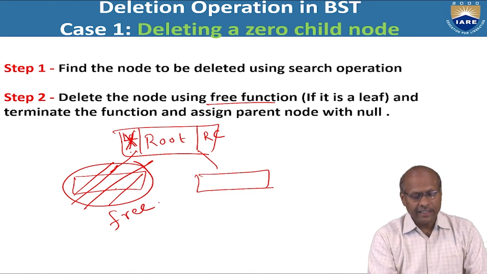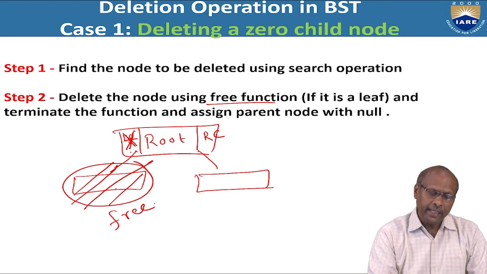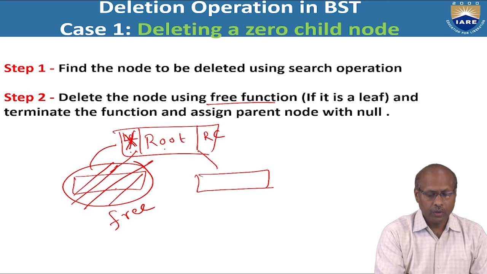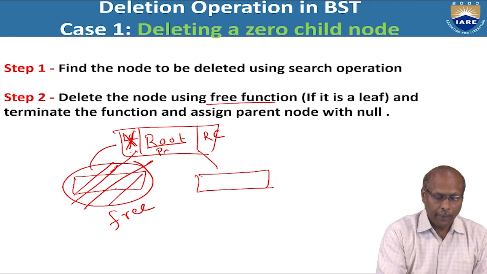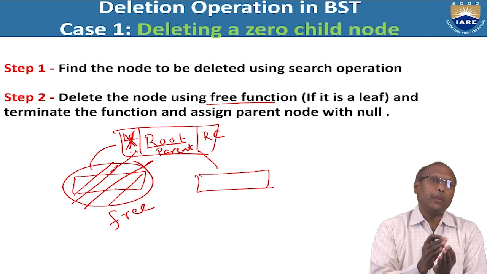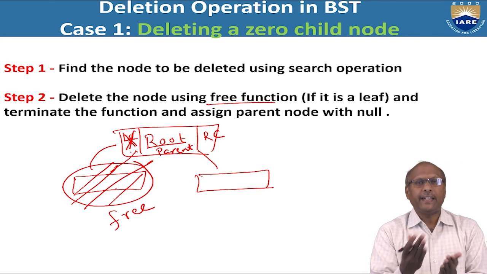If it is a 0 child, this is simple. Simply free the memory, go to its parent and assign null. So, go to the parent and assign a null value to the corresponding pointer, because in every node there will be 2 pointers: left child pointer and right child pointer.